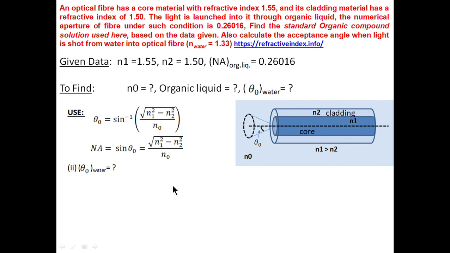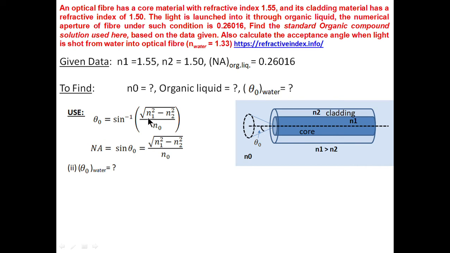The second part: when the same optical fiber is kept inside a liquid which has a refractive index of 1.33, which is already given, water. So I don't want the numerical aperture, I want the acceptance angle. Both are equivalent to each other. Sine of theta naught will give you the numerical aperture, and sine inverse of the numerical aperture will give you theta naught. You can calculate easily, but we want theta naught.